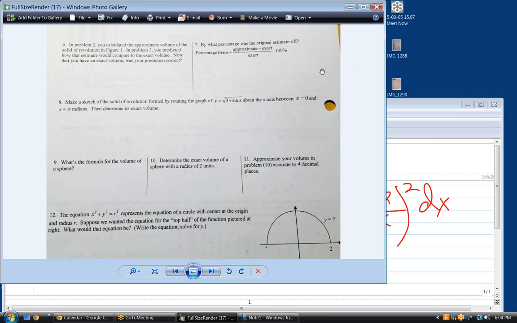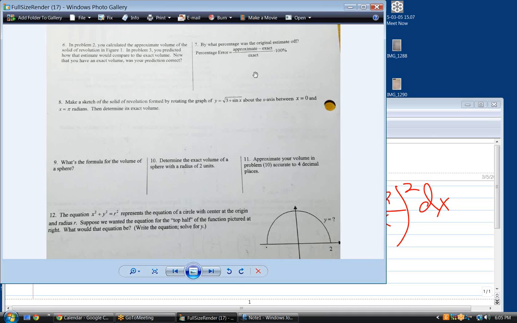6 and 7 depend on 5. In problem 3, you gave an estimate of the exact volume. Which means that instead of taking the integral, you must have used discs or washers or something to approximate the volume. Correct? Yeah. So 6 is wanting you to compare your approximated volume with the exact volume. 7, by what percentage was the original estimate off? It gives you the formula: put your approximate minus the exact over the exact, and that gives you the error percentage.